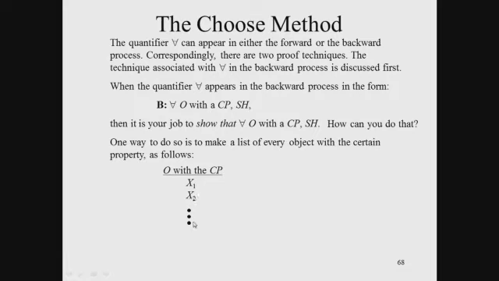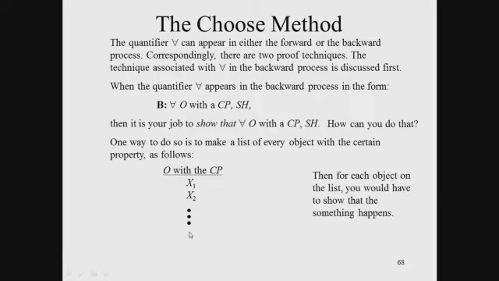Let's make a complete list of all the objects with a certain property. Now look at the statement B. How can you convince somebody that for every object with a certain property, something happens? What do you have to do to this list? For each object on the list, what do you have to do? See if the something happens. Show that the something happens. Exactly. For every element on that list, you have to show that the something happens.